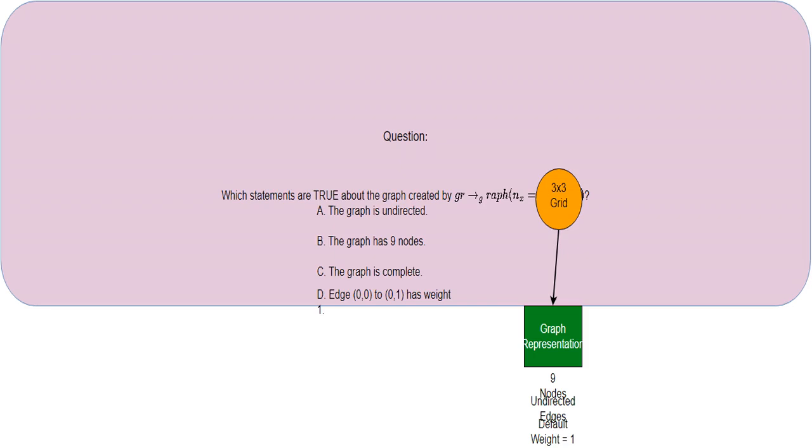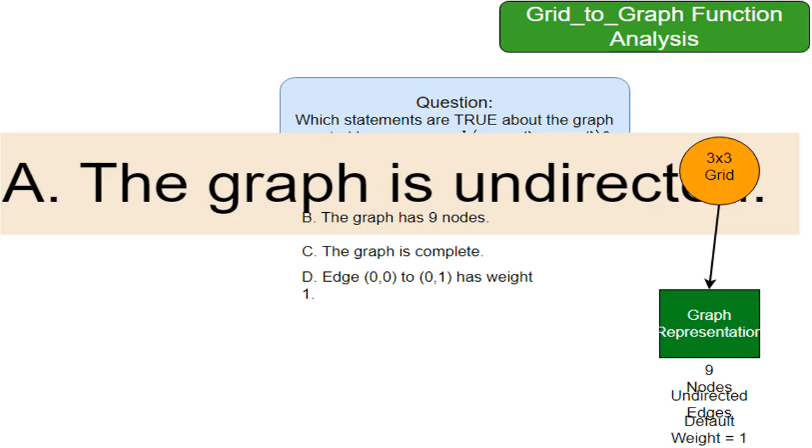Checking if you understand that the connections between pixels are symmetric. In an undirected graph, a connection from pixel A to pixel B implies a connection from B to A as well. This is how grid_to_graph works. It creates an undirected graph. Let's figure out the number of nodes. A node in this context represents a pixel in the image. With a 3x3 grid, you have 3 rows and 3 columns, resulting in 3 times 3 equals 9 nodes.